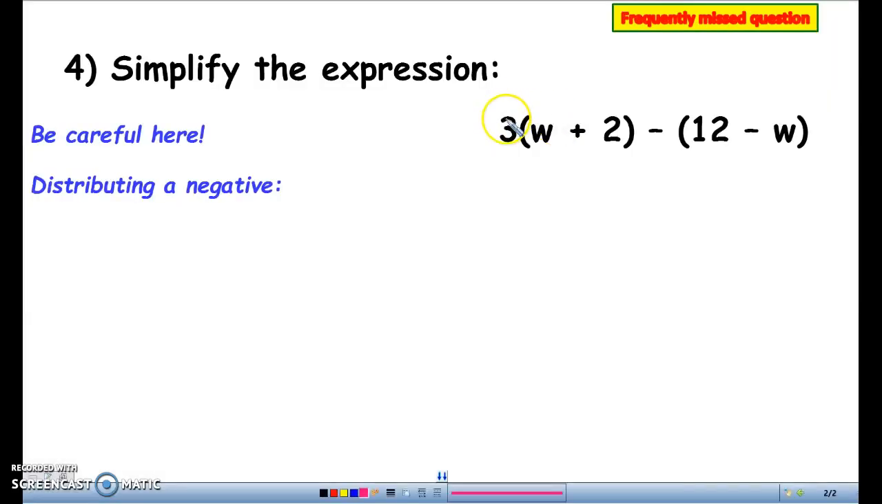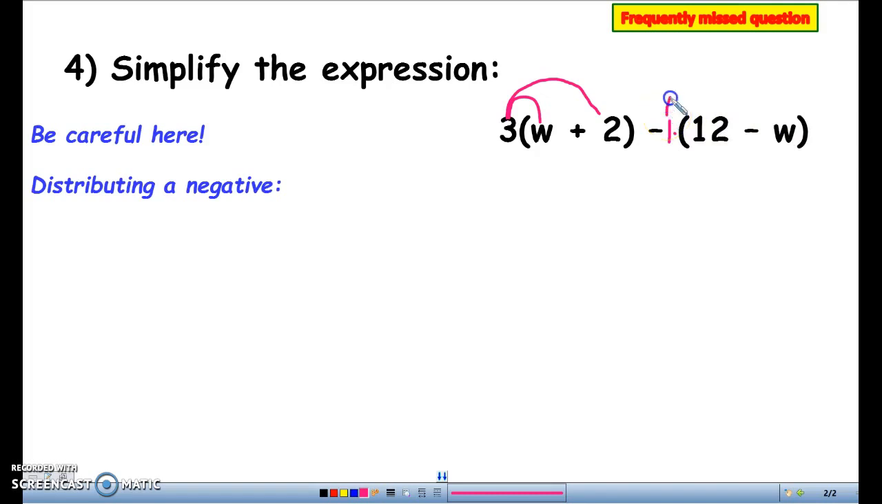We're going to take the 3 times the W and get 3W. Then we're going to bring out that addition sign, and we're going to take 3 times 2 and get 6. The biggest mistake people make here is they forget to distribute this negative sign. The invisible number 1 is parked out front. So you could say a negative 1 is being multiplied by both of these terms inside.